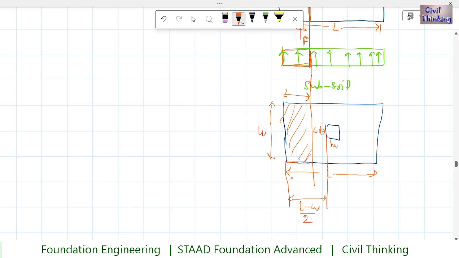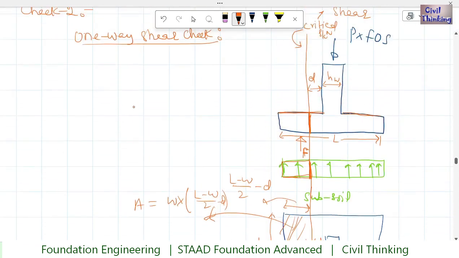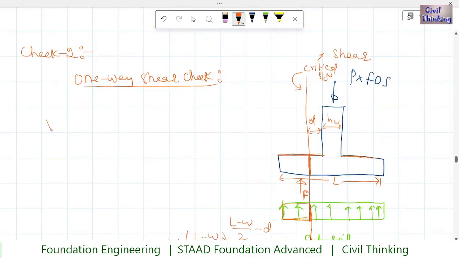But we need only this much, right? So this is d, right? So how much is this? It is L minus HW by 2 minus d. So now we know this dimension is L minus HW by 2 minus d, and now we can find the area. Area is going to be W times (L minus HW by 2 minus d). So from here we will find the shear force.